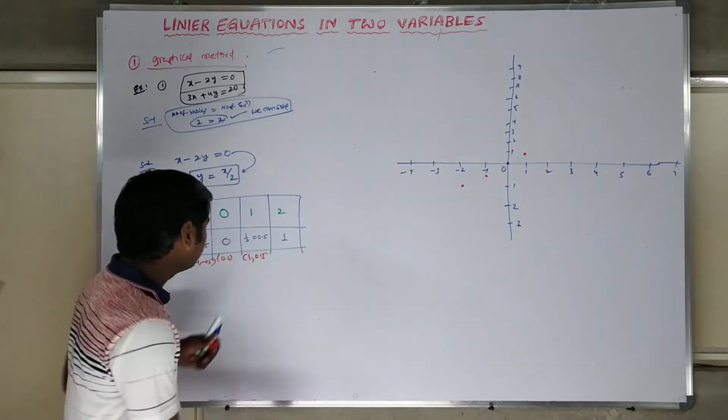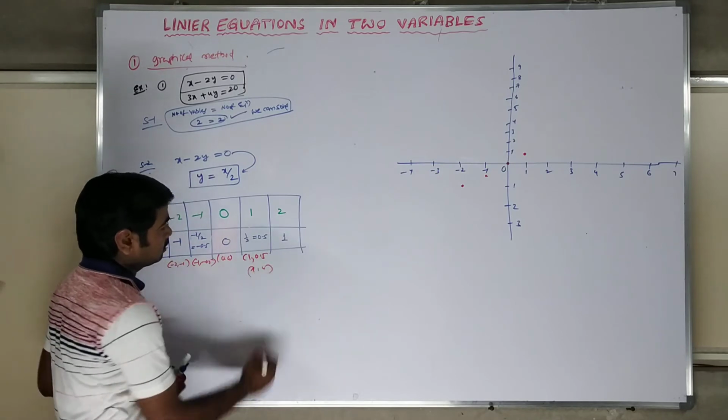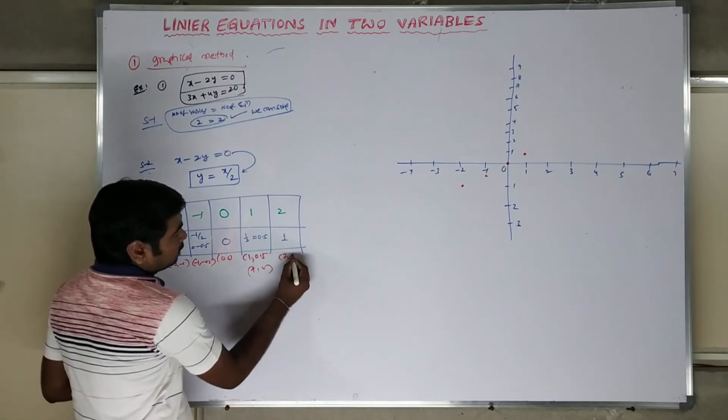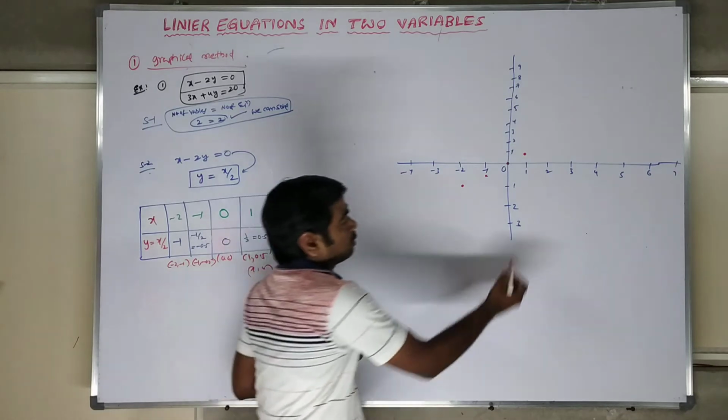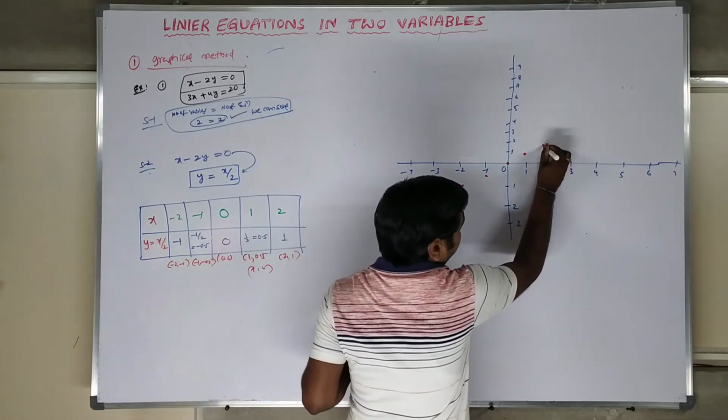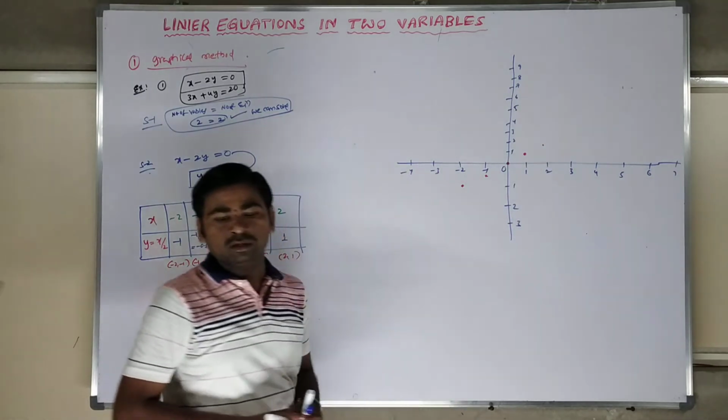The x axis is called the x component, then the y component. Next, 2 comma 1. The x component is 2, the y component is 1. Go to 2 and draw a point here. After that, making 5 points is enough.